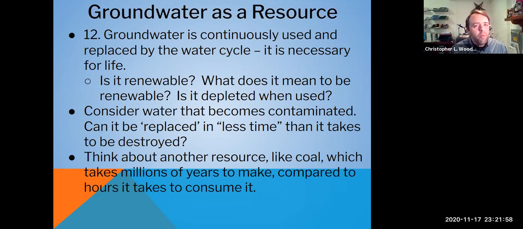So is groundwater renewable? Can it be filtered and move through the zone of aeration into the zone of saturation fast enough, at a faster rate than we can use it? What about water that's contaminated? Can it be cleaned and filtered naturally through permeable rock in less time than it takes to contaminate it? So we really have to think about groundwater as a non-renewable resource because we can use it faster than it can be replenished.